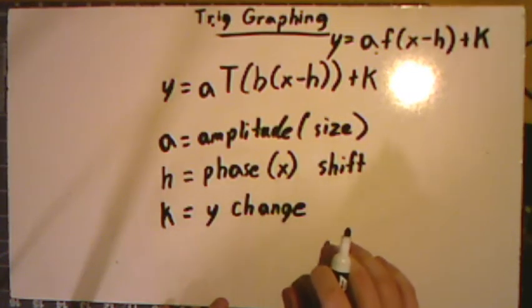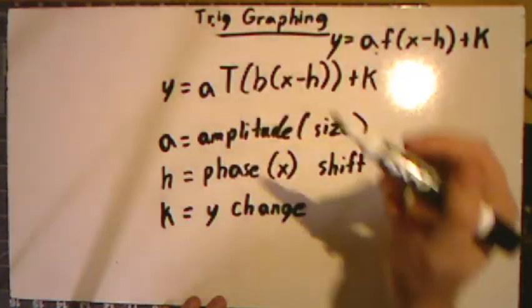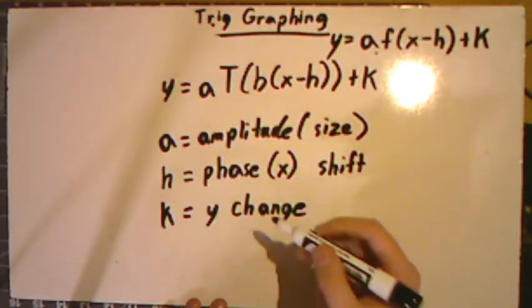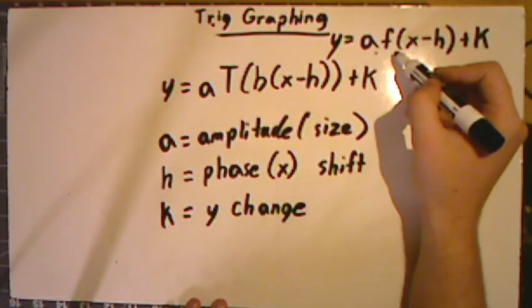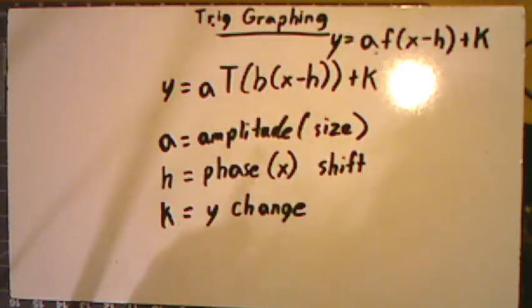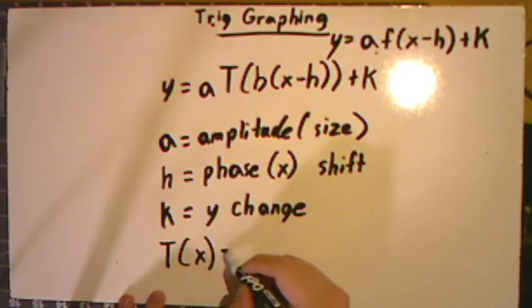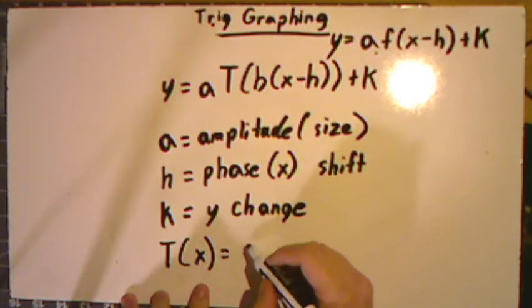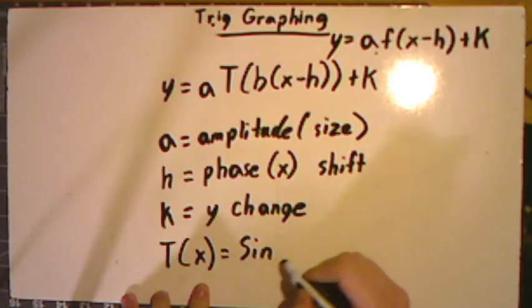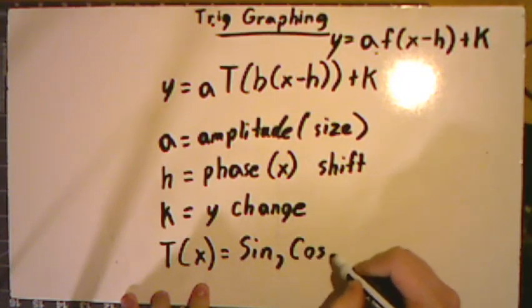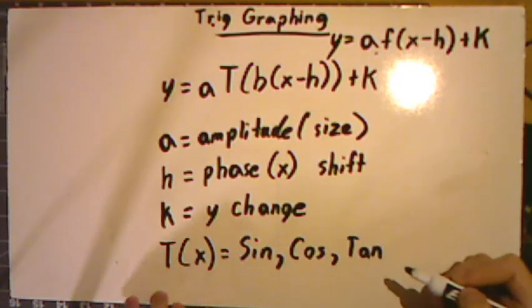The one that is new is this t. So the t actually stands in for the f. So t is just standing in for trigonometric function. So that is t of x standing in for a function. That's basically just saying whether you're using sine, cosine, or tangent.